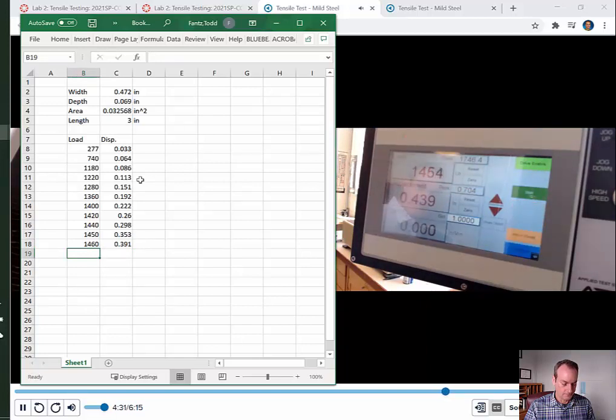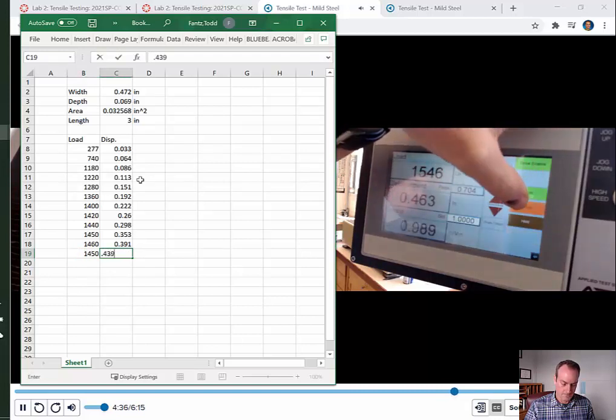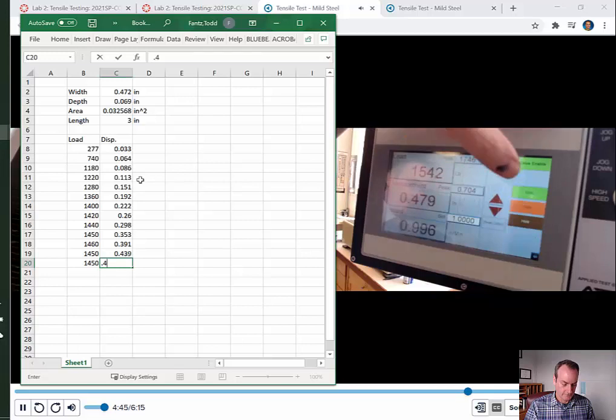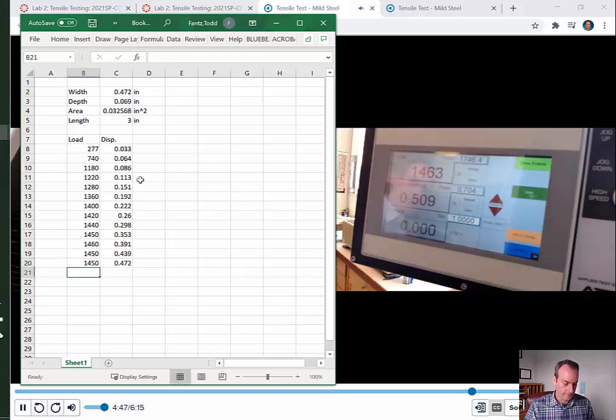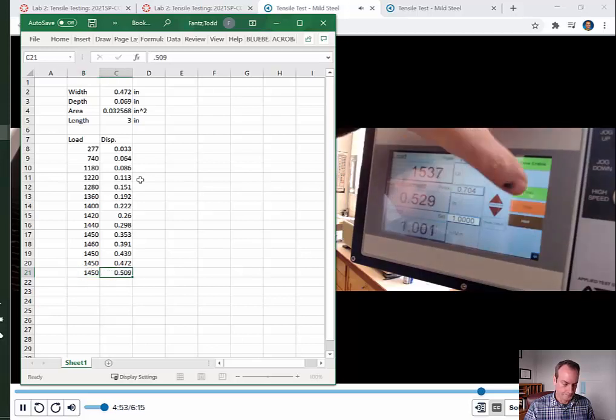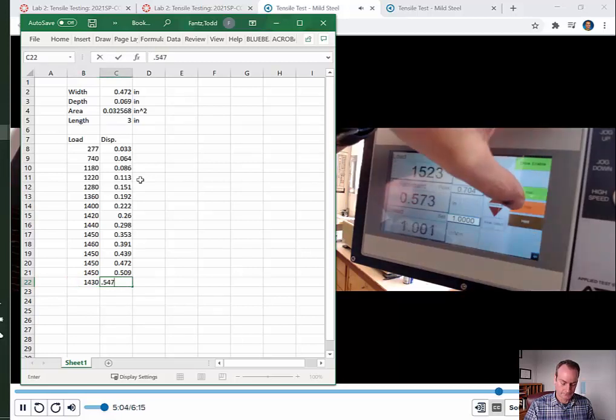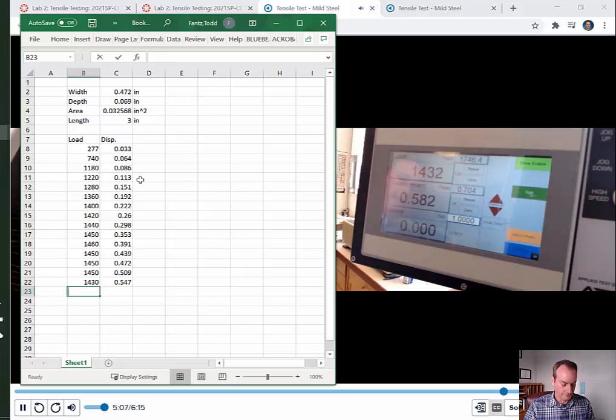Load of like 1450, displacement 0.439. Load of like 1450, displacement 0.472. Load of like 1450, displacement 0.509. Load of 1450, then 1430-ish, 1435 maybe, displacement 0.547. A load of like 1430, displacement 0.582.